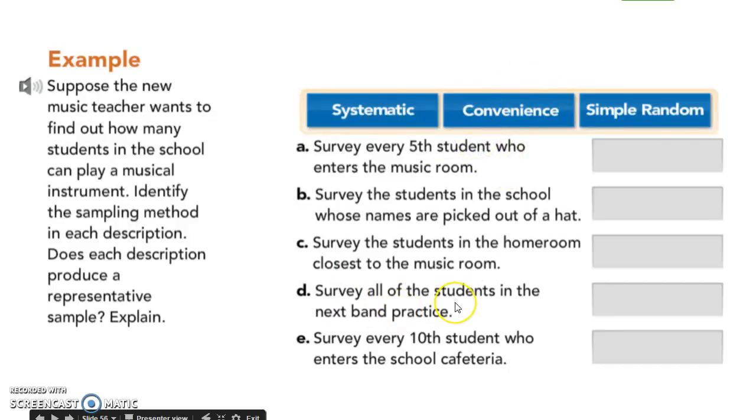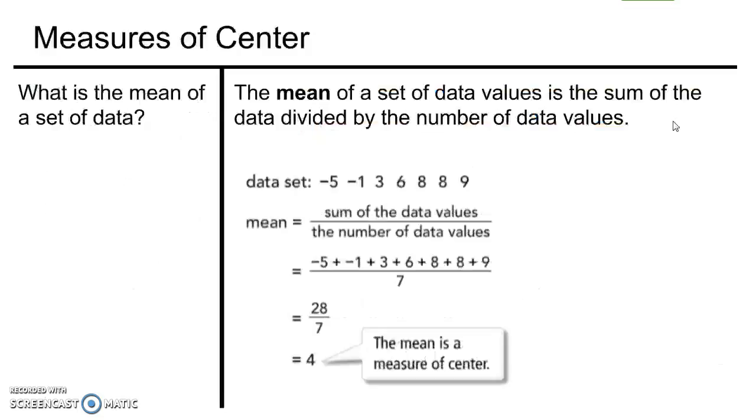If we surveyed all of the students in the next band practice, that would also be convenience because they're all just right there. And then surveying every 10th student would be systematic. So if you have a question about how to classify each situation as either systematic, convenience, or simple random, you can hit pause and raise your hand and I'll come and explain it to you.